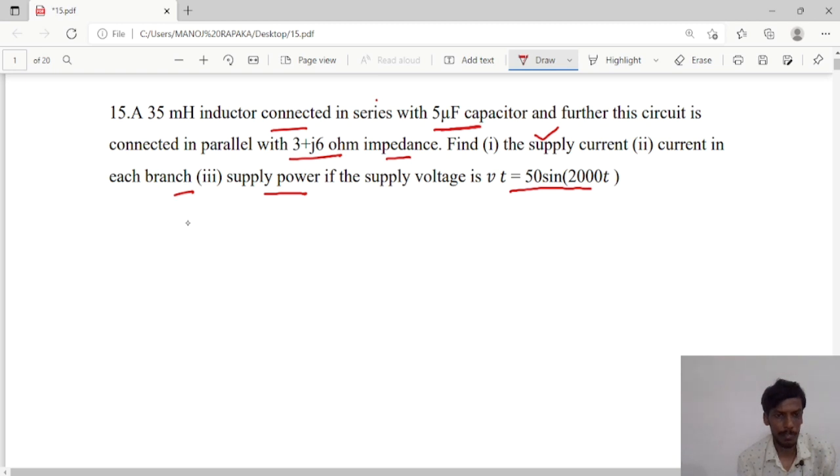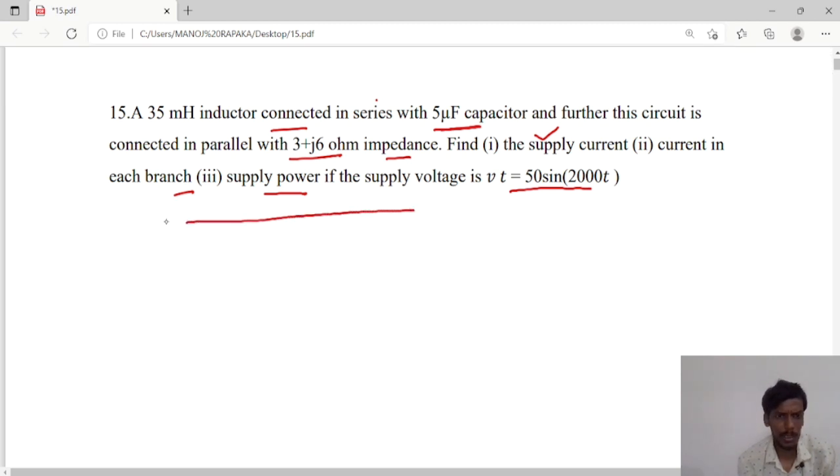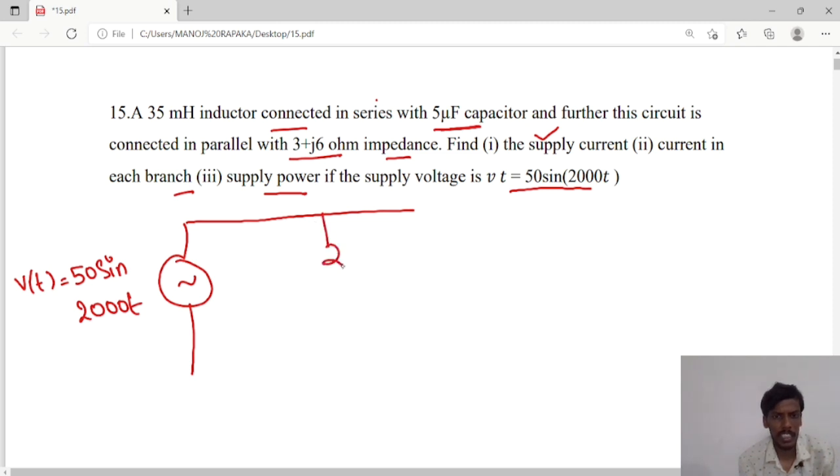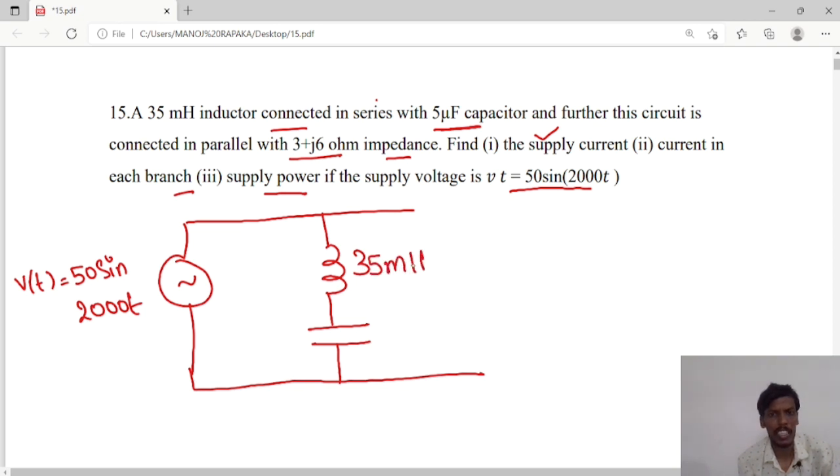First we will draw a circuit for this. He has given a voltage V of t equal to 50 sine 2000 t. This is the voltage, and he has said a 35 millihenry inductor, so I am drawing an inductor. It is connected in series with a 5 microfarad capacitor. So I am mentioning that it is a 35 millihenry inductor and a 5 microfarad capacitor.